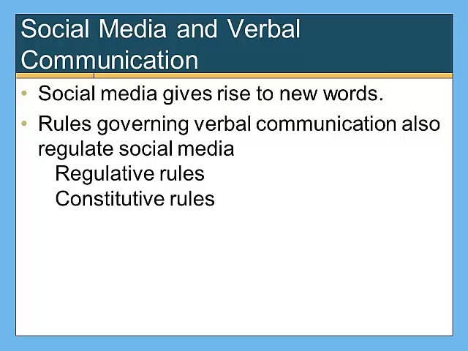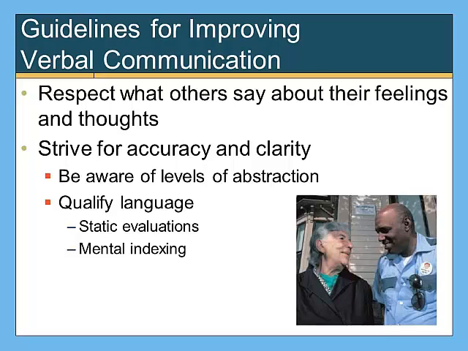And there are also rules governing verbal communication. Again, those regulative and constitutive rules that we talked about still apply. So how do we improve our verbal communication? Well, the first is to engage in dual perspective, right? We've talked about this. It means understanding what other people are saying and not just looking at everything from our own perspective. So respect what others say about their feelings and thoughts, and also own your own feelings and thoughts.